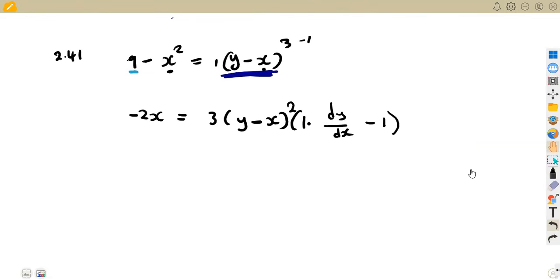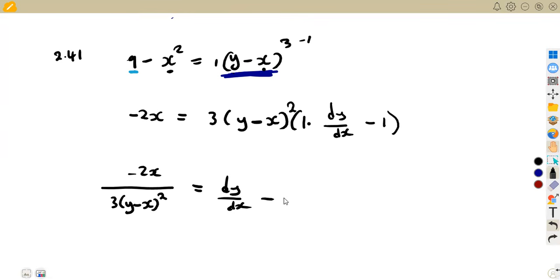So what we need here is to make dy/dx the subject because we are supposed to have dy/dx. So what can we do? We can divide both sides by this bracket, because this is a multiplication. So you can divide by the whole of this part on the other side of the equation. So this is going to be minus 2x over 3 into y minus x to the exponent of 2, which is equal to 1 times dy/dx. That was going to be just dy/dx minus 1.